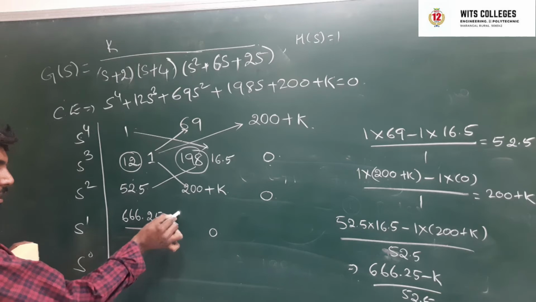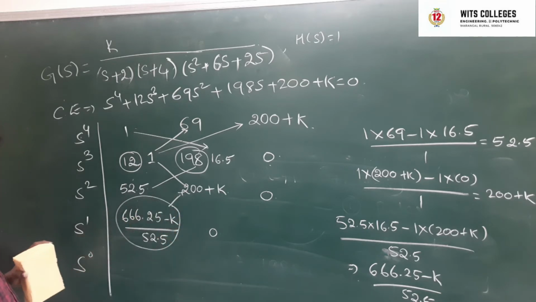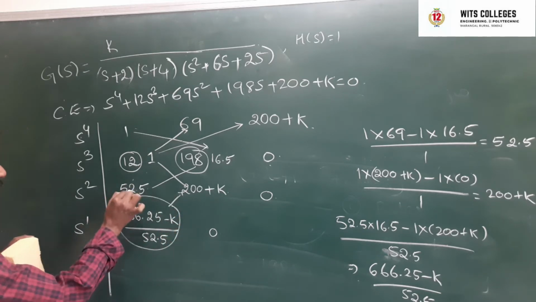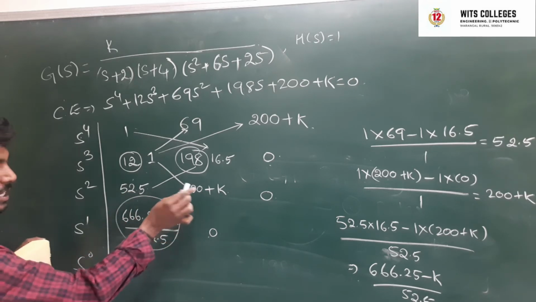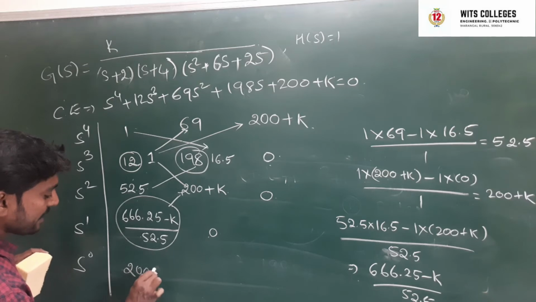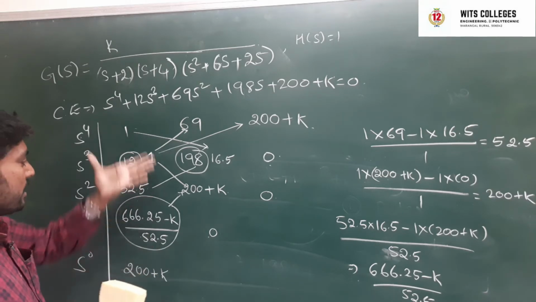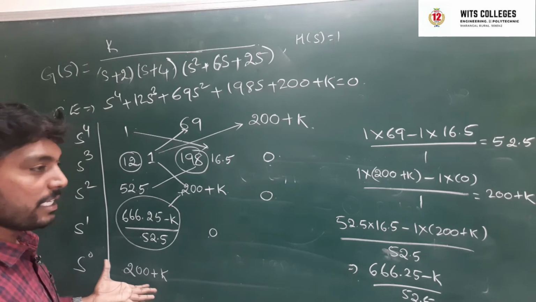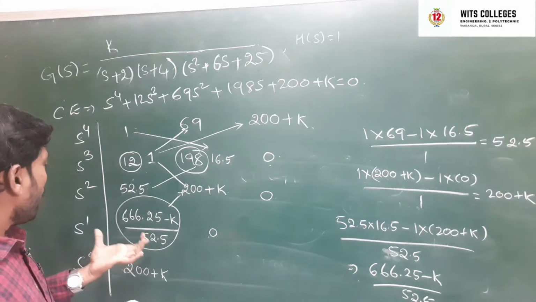S power 0 is this total value multiplied with 200 plus k minus (52.5 × 0), divided by this value, and these two values are cancelled. The finalized value we get is 20 plus k. By using this equation and these columns, we find the value of k.